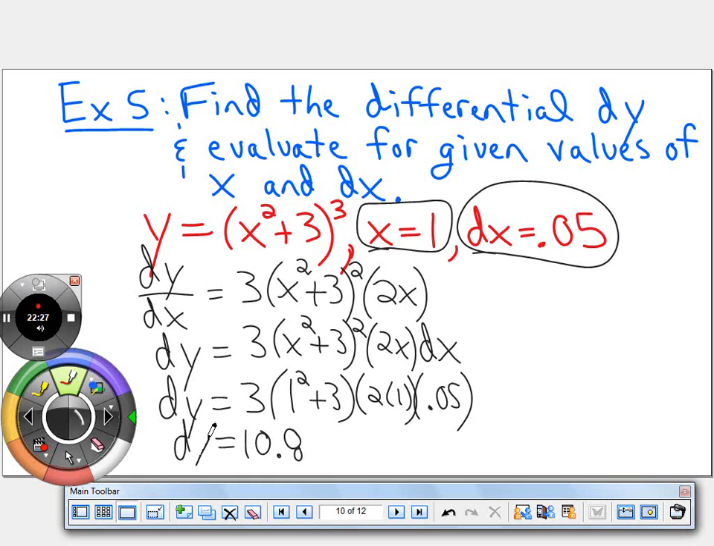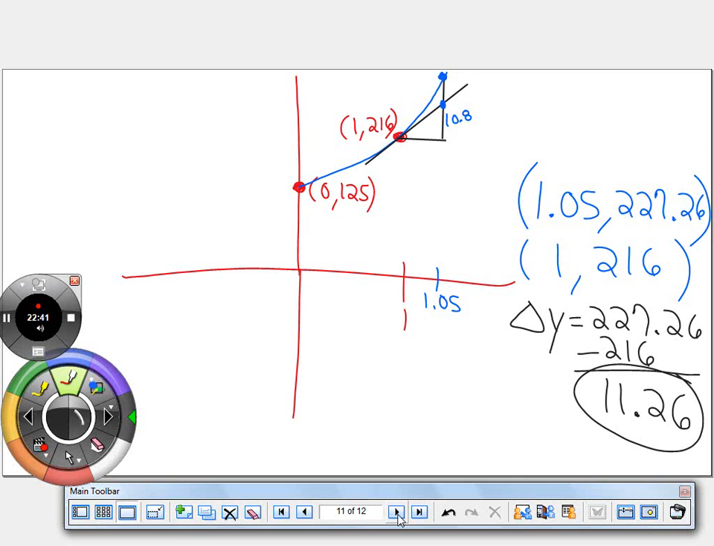And again, that's just how much the tangent line was able to rise when it went from 1 to 1.05. So it went over just a little bit, and it rose up 10.8. This next slide is kind of a picture of the situation. So I'll let you take a peek at that. But we went from 1 and then we went to 1.05, and what we just found out was the 10.8, and we could actually figure out how much it rose, and that would be the change in y. And it should be more.